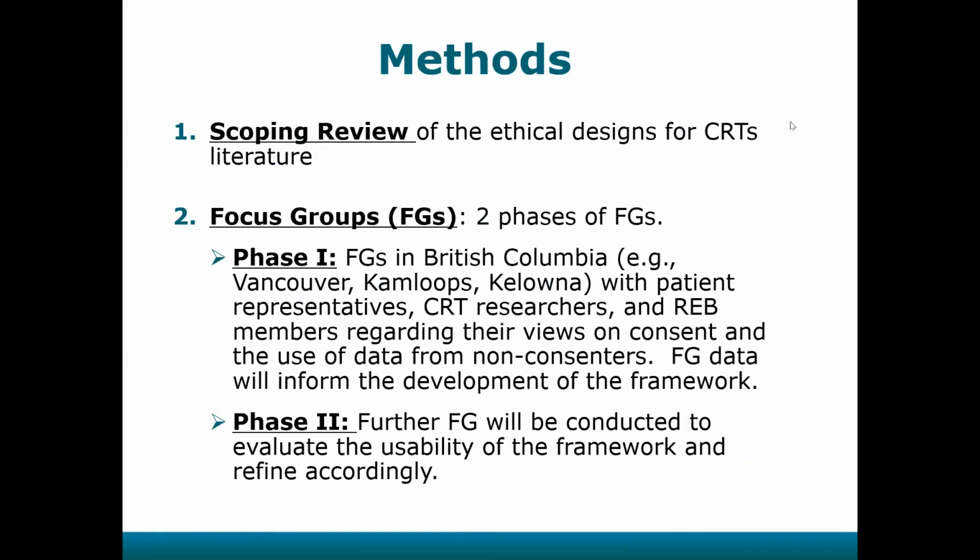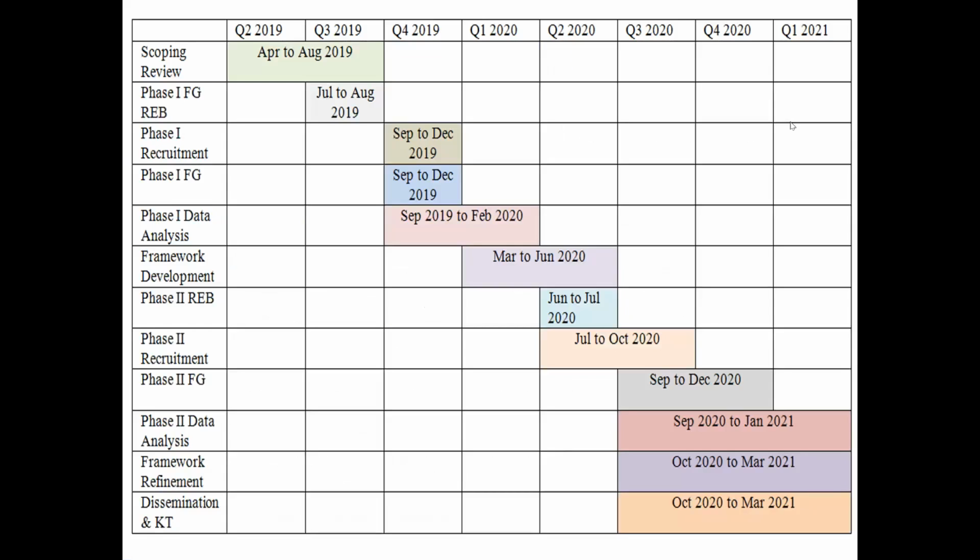Next slide. So as you will see in the timeline, we're hoping to start the scoping review first before we conduct any other empirical research. And then we will apply for REB approval to do recruitment for the phase 1 focus groups about 5 months after we start the project. And then we hope to conduct the focus groups in September to December of 2019. And then in the last quarter of 2019 and the first quarter of 2020, we'll conduct the data analysis and then start to develop our framework.